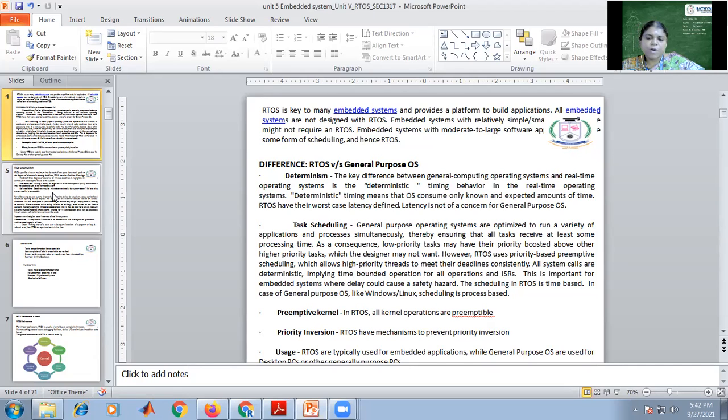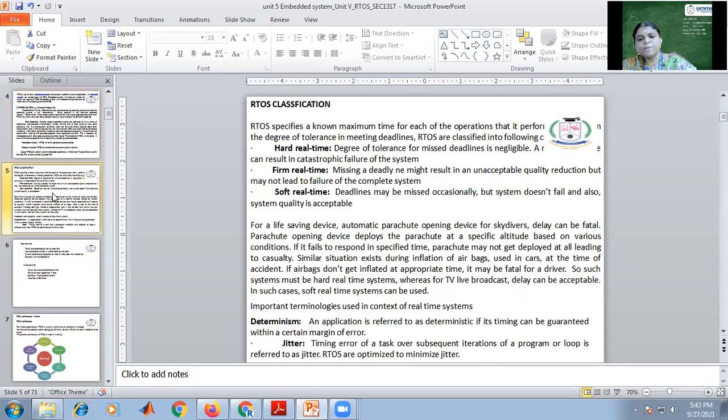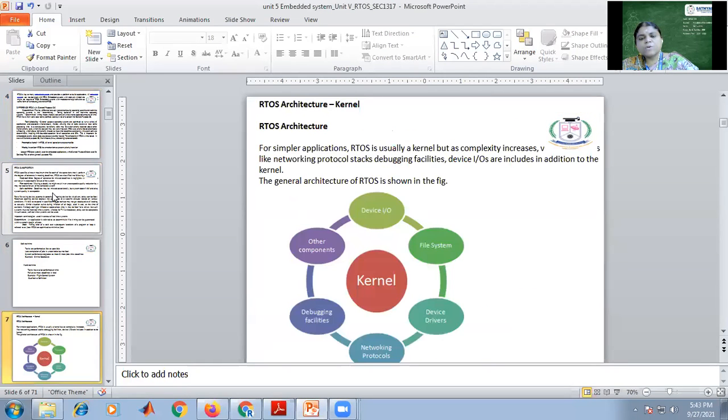Priority inversion is a problem which needs to be avoided, and RTOS follows a mechanism through which the priority inversion problem is avoided. So we are going to learn about this kernel.